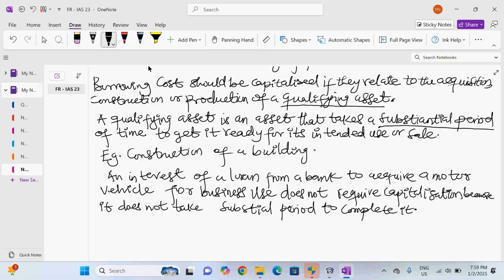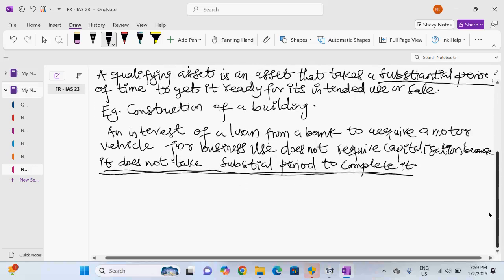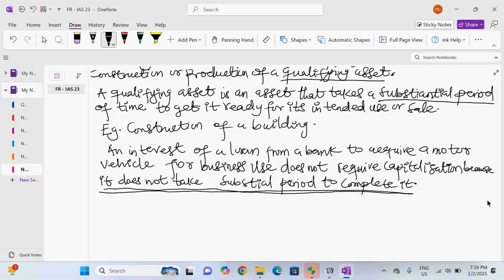So for a motor vehicle, an interest on the loan that was used to acquire a motor vehicle cannot be capitalized as part of, or as a borrowing cost, right? Because it does not take a substantial period to complete it. So the key word is that it does not take a substantial period. That is the reason why it cannot be classified as a borrowing cost. That's why it cannot be classified as a borrowing cost. All right.